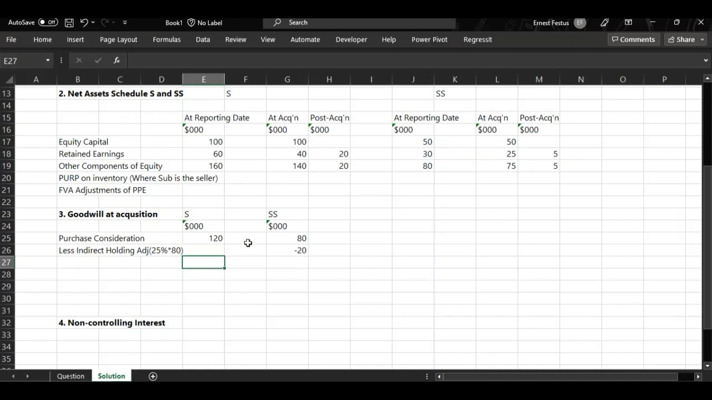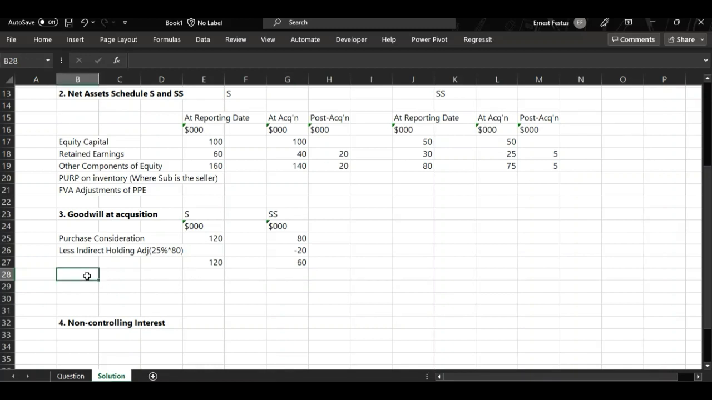Another way of doing it is we could actually strike just 75% of this particular amount and put it right here, so that we will forget about the less indirect holding adjustment. However, for understanding purposes, this is how we do it. Okay, so we have the sum, so we have 120 and 60.